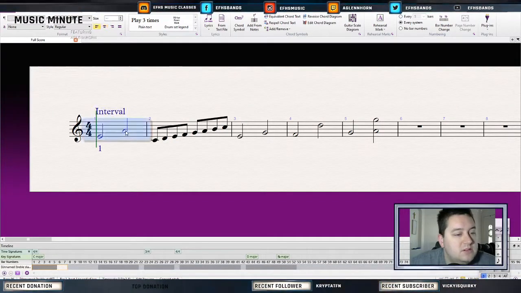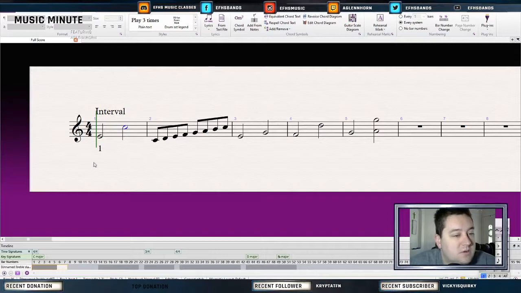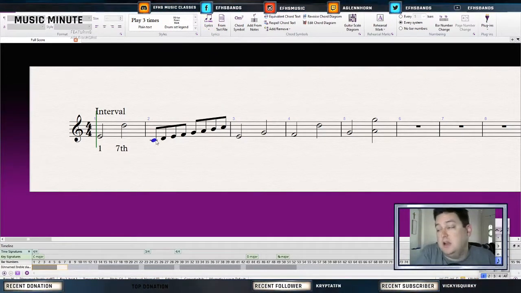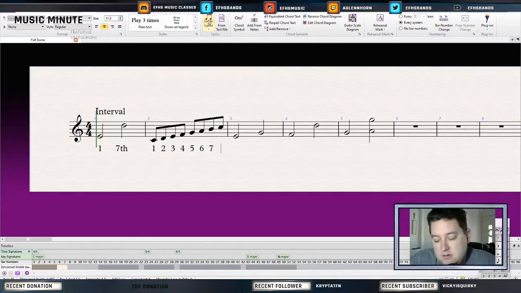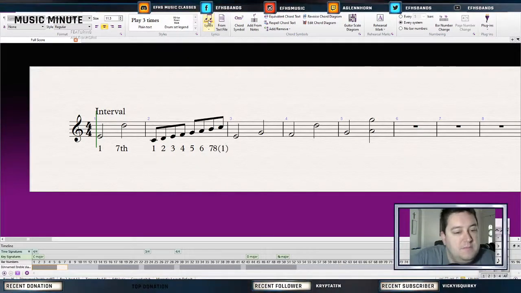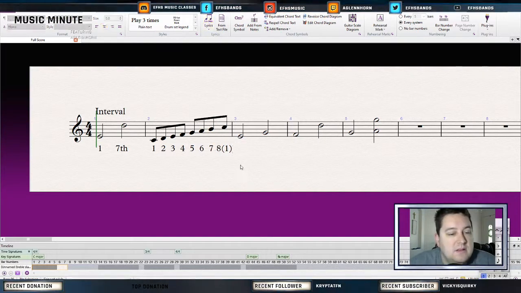We're going to adjust. So if we were to adjust from there, 1, space 2, line 3, space 4, line 5, space 6, line 7. So if we were to do that, that would be a 7th in there. And the way that we get that out is when we are in any scale, major, minor, doesn't matter. Every note gets assigned something a little different there.